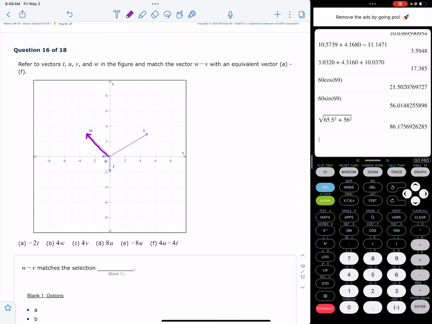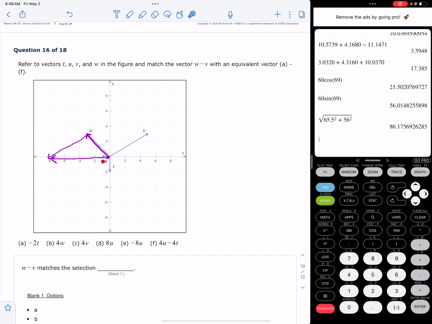So from here, 1, 2, 3, because I need to go this direction. 1, 2, 3, 1, 2, 3, 4, 5. So I end up here. So the resultant vector is from here to here. So I need to name this using one of these vectors, u, t, v, or w, and make it that long. Well, the only vector that goes in that direction is u. So I know it's vector u.